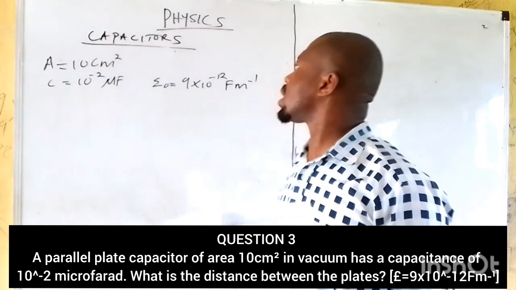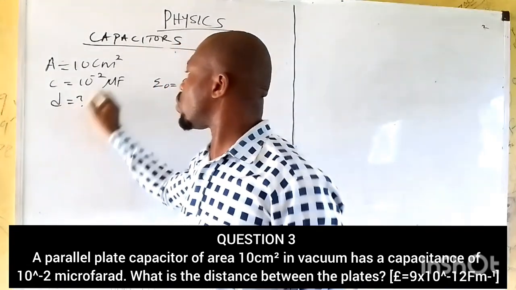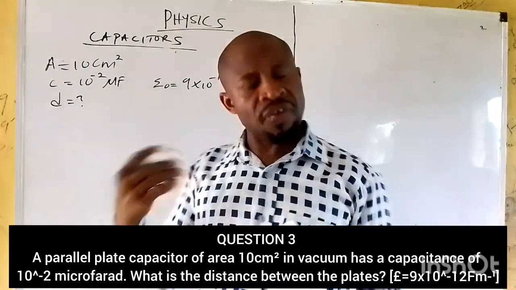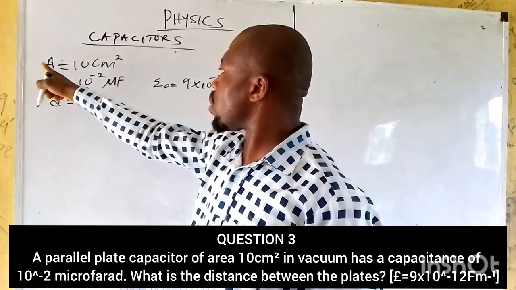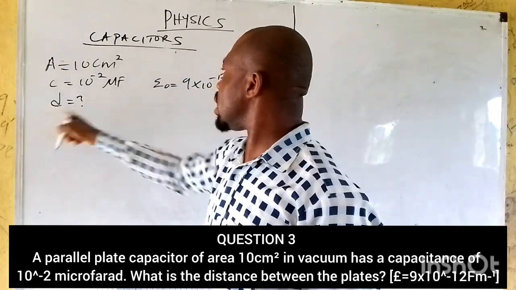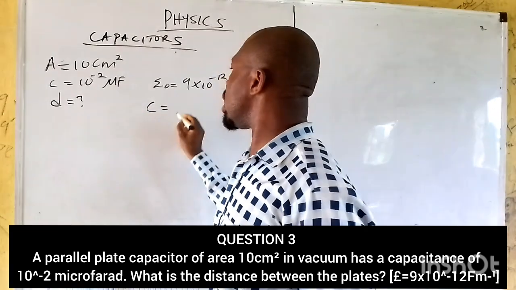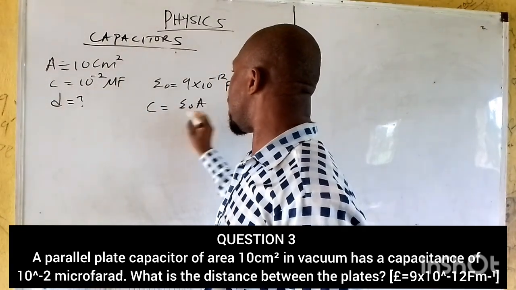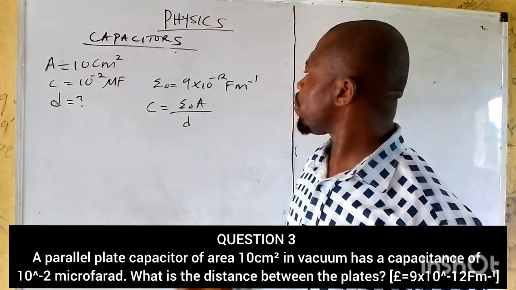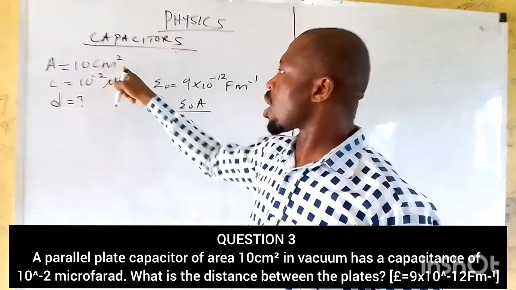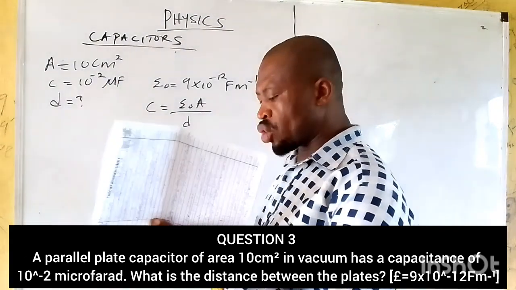Now, the first question we'll ask ourselves: we are looking for the distance, so which formula will satisfy A, C, and d? Of course, the only one that satisfies is C equals epsilon 0 A all over d. But before we substitute, we check the SI units and then do the necessary conversions.